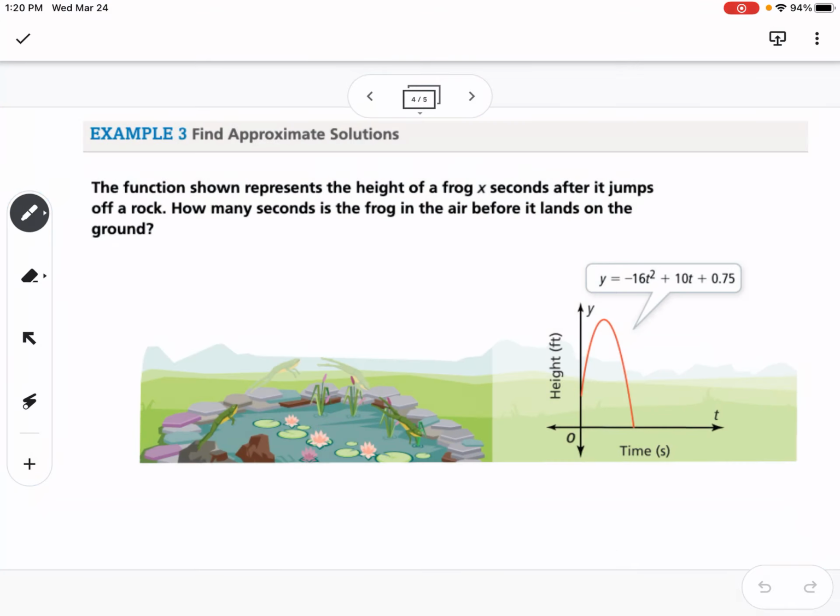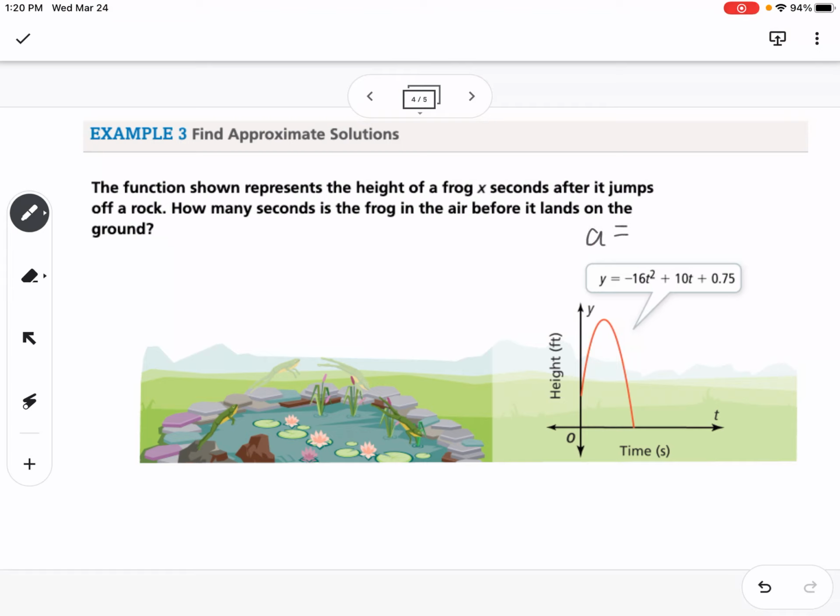Okay, here's our next example. This is a real-life situation. It says the function shown represents the height of a frog, x seconds after it jumps off a rock. Actually, it should be t seconds. How many seconds is the frog in the air before it lands on the ground?